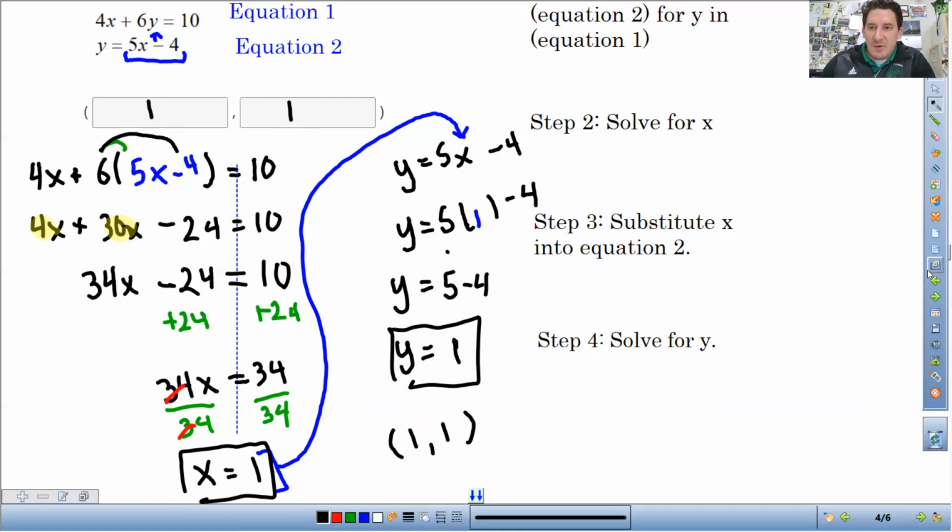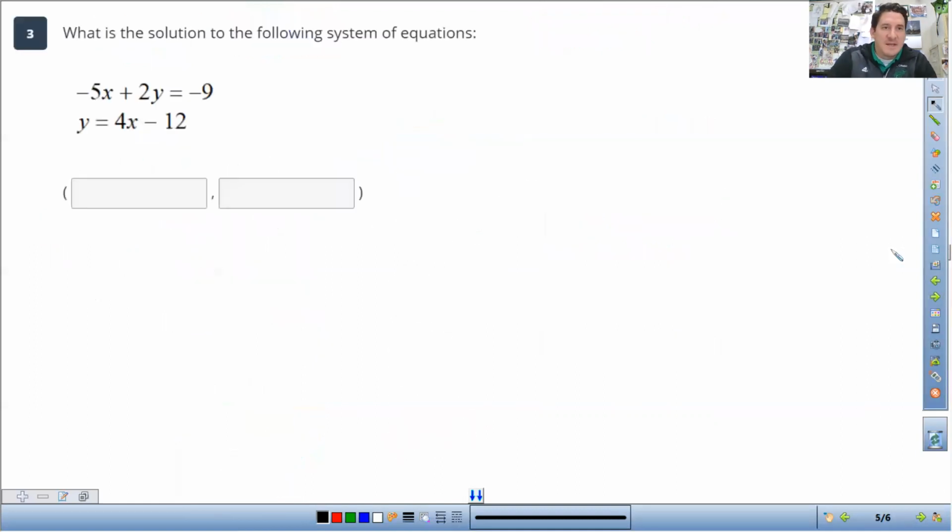Let's look at another example. Number 3 from the assignment in Edulastic. Negative 5x plus 2y is equal to negative 9. Same thing. I'm going to rewrite this equation a little bit bigger. So negative 5x plus 2y is equal to negative 9.